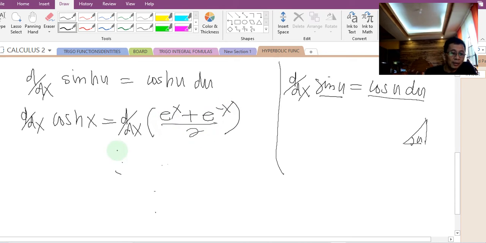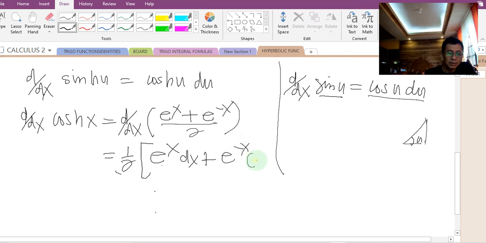So if we derive this, yung derivative niya is 1/2. Of course, yung constant, lalabas yan. Tapos, anong derivative nito? e^x lang. Of course, we have dx. Ito naman, derivative nito is e^negative x times negative dx. Okay? Then simplifying this, we have e^x. So, negative times positive, maging negative e^negative x all over 2.